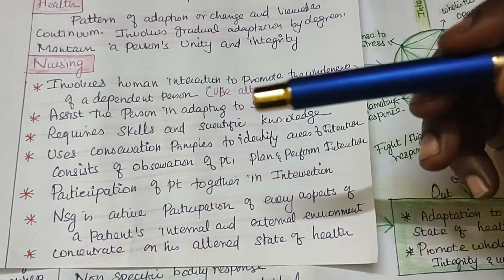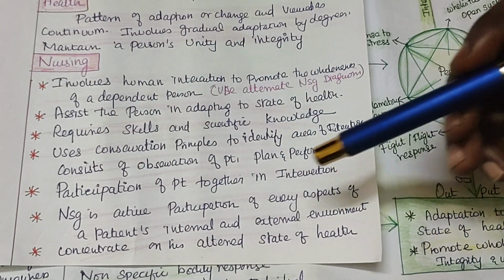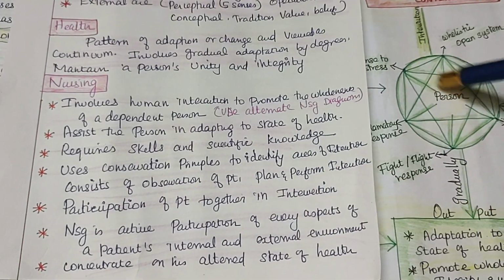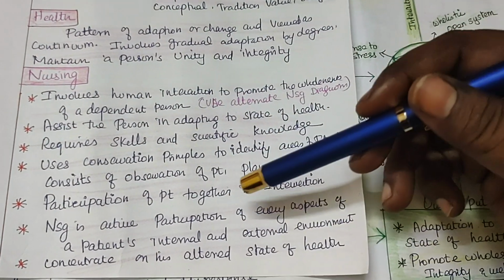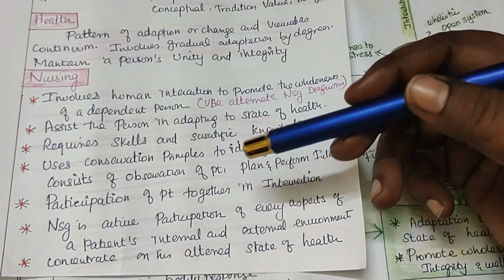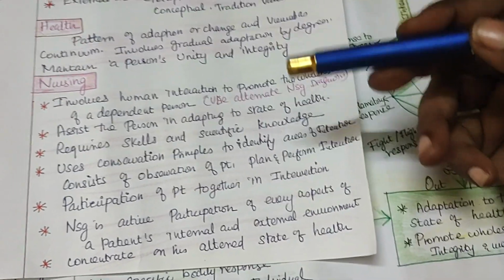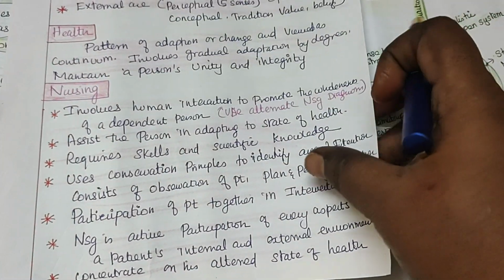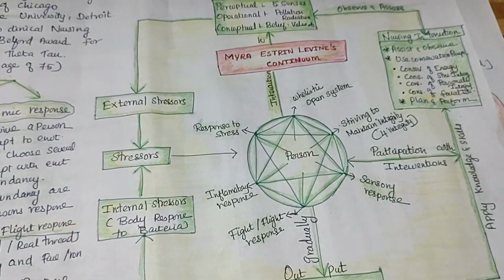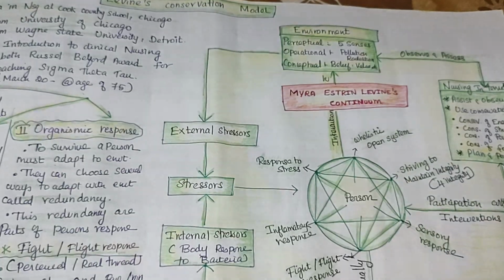So nursing is active participation in every aspect of the person's internal and external environment. It concentrates on the altered state of health, where his health is altered, maybe stress related, and where you have to intervene. Intervention is nursing's uniqueness. So she is always saying assist, assess and observe. So this is Levine's model.